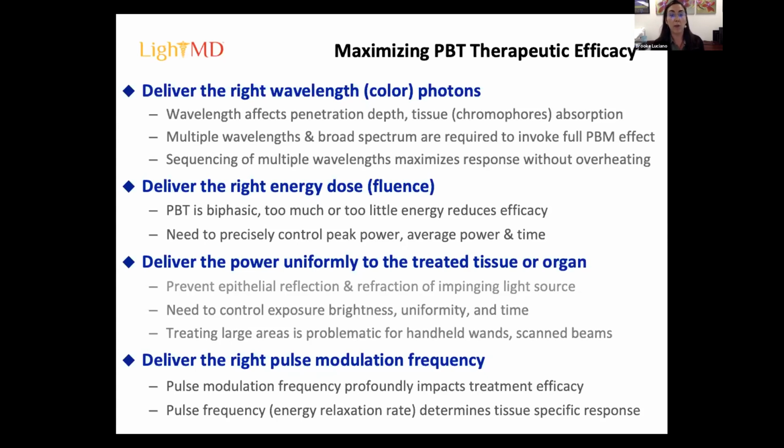As I mentioned, delivering the right energy dose, which is measured in fluence. Photobiomodulation therapy is biphasic, which means that it can go both ways. If you have too little power and you don't have the right wavelength, it is going to reduce the efficacy. As more and more studies are being published, they're finding that to maximize the benefit of light therapy is to really regulate the amount of fluence, which is usually measured in joules per centimeter squared.